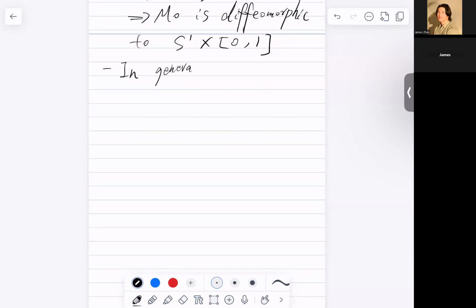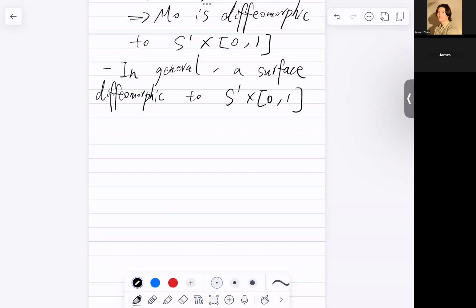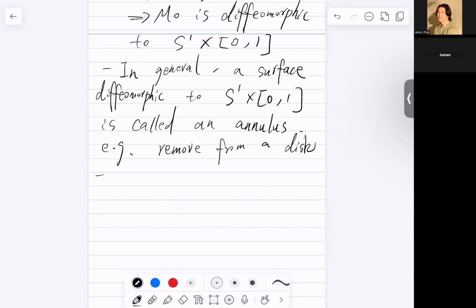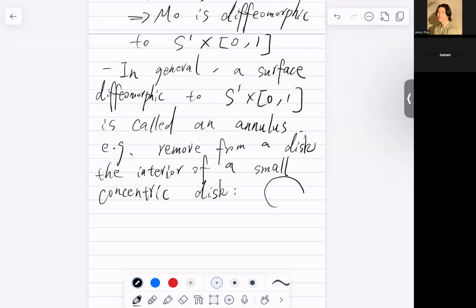So, in general, well, why do we do all this, right? In general, a surface diffeomorphic to this S1 direct product with [0, 1] is called an annulus. So, like a ring, right? Kind of like removing from the disk the interior of a small concentric disk. So something that looks like this. So this is what we're looking at, the shaded area.